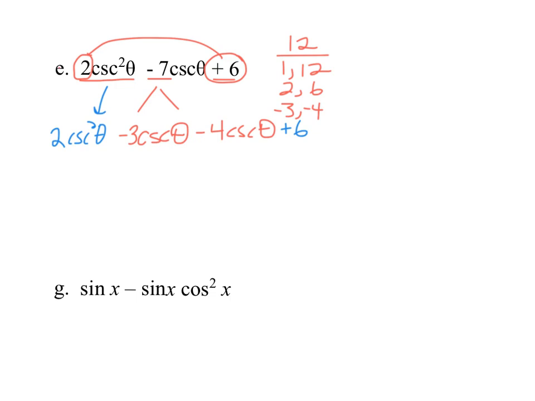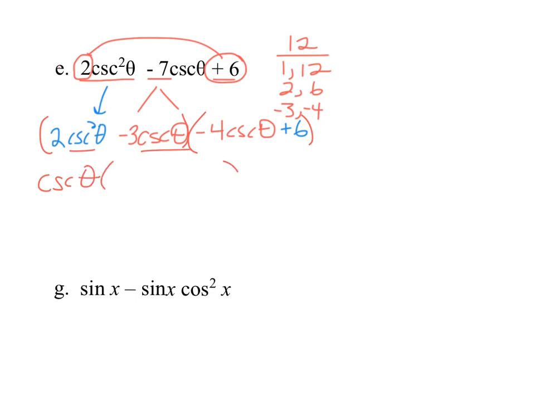All right, once we have these 4 terms, the next step was to put a parenthesis around the first 2 and the second 2. We'll do that grouping method. If we have 2 terms, 2 cosecant squared theta minus 3 cosecant theta, really all they have in common is one of the cosecant theta terms. We'll factor that out to the front.